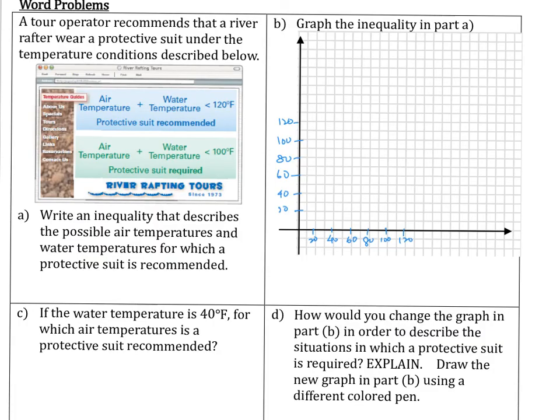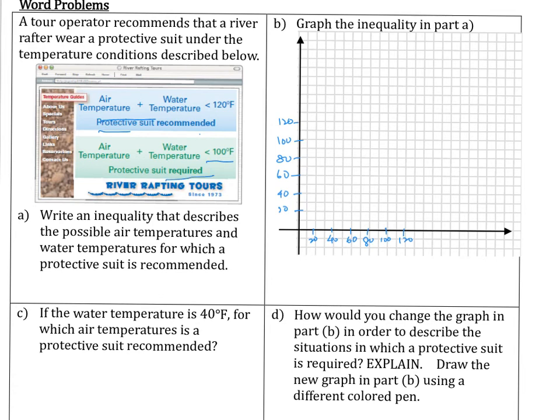Word problem. A tour operator recommends that a river rafter wear a protective suit under the temperature conditions described below. So when the air temperature and the water temperature together is less than 120 degrees Fahrenheit, a protective suit is recommended. And if it falls below less than 100 degrees Fahrenheit, the protective suit will be required.